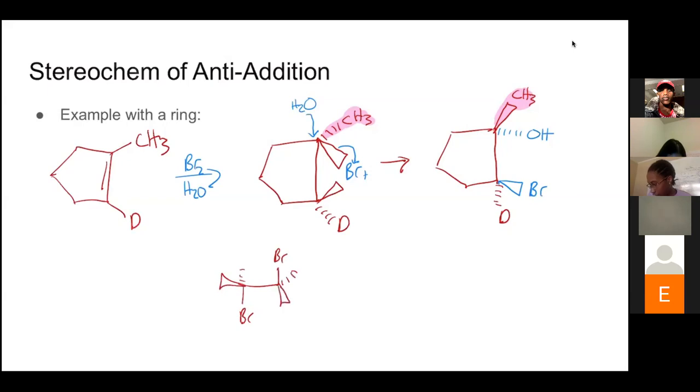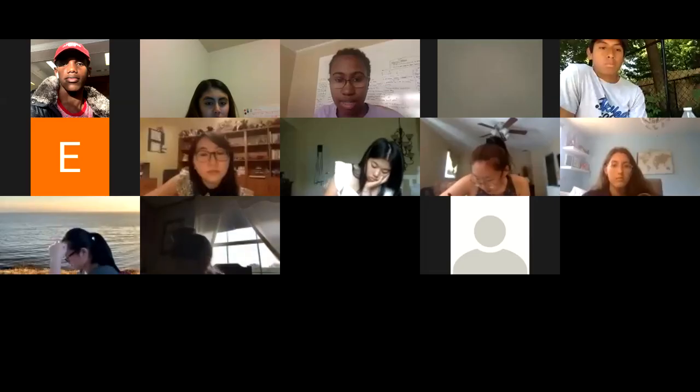However, in a ring structure, we're forced to use our wedges and dashes for the bromines. So to show that inversion of configuration here, we have the CH3 change from being on a dash to a wedge, or vice versa. And of course, the carbon that was not backside attacked remained completely unaffected. Are there any questions? If not, I will go ahead and pass the reins to Samantha.